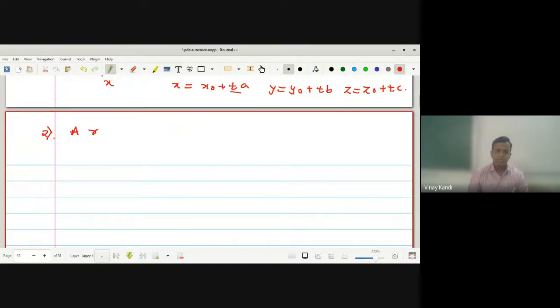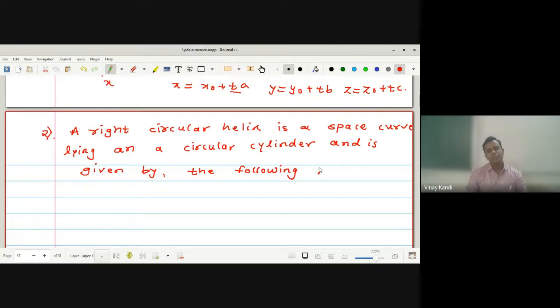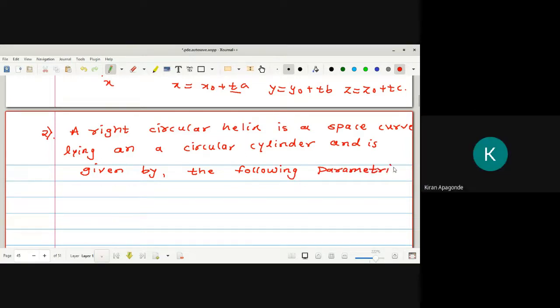Similarly, a right circular helix. You have studied this in DG. A circular helix in space is a curve on a circular cylinder, and is given by the following parametric equation.